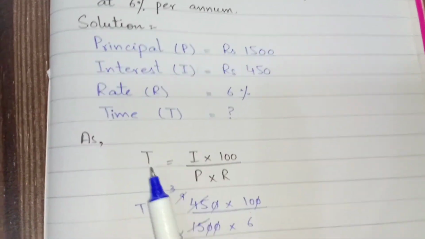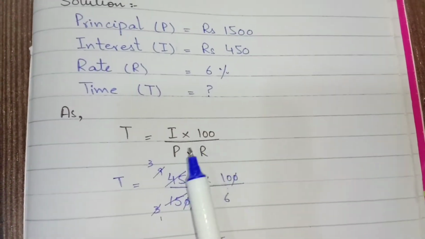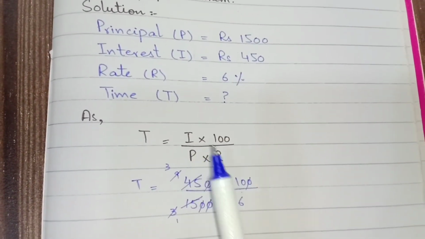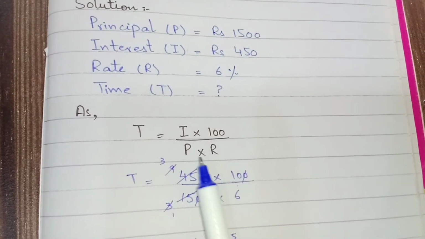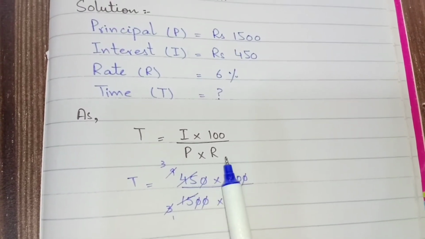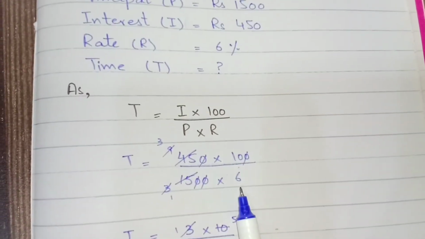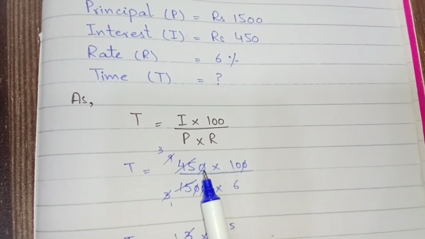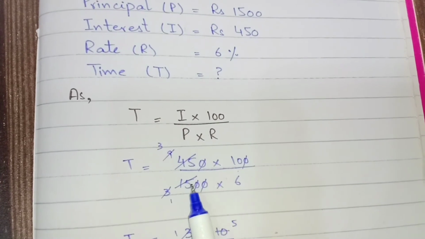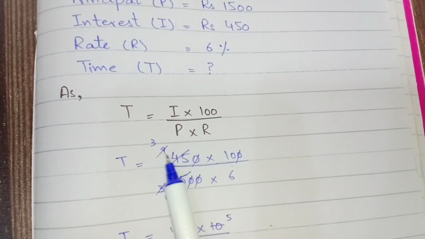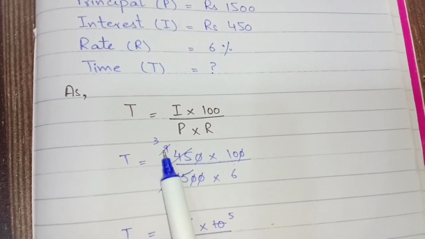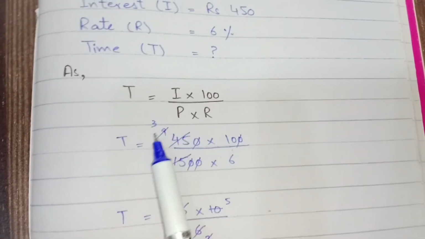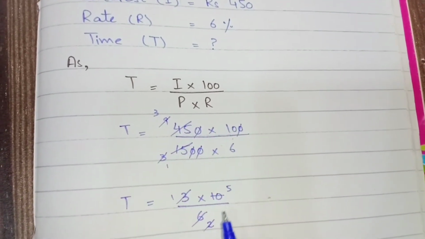So students, T is equal to I multiplied by 100 divided by P multiplied by R. I is equal to 450, 100 as it is. P is equal to 1500, and R is given in the question, that is 6%. Now this 0 will be cancelled out with this 0, and this 0 will be cancelled out with this 0. And on the table of 5, 5 3s are 15, 5 9s are 45, 3 1s are 3, and 3 3s are 9. And we get T is equal to 3 multiplied by 10 divided by 6.